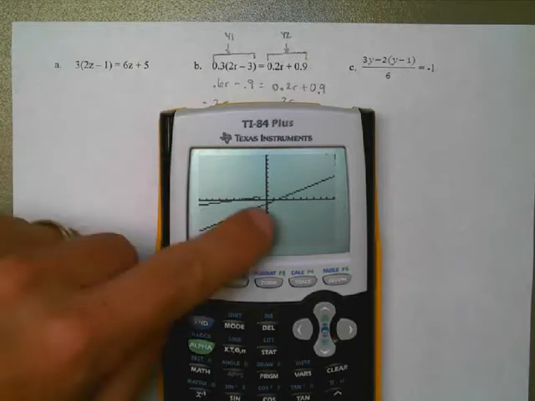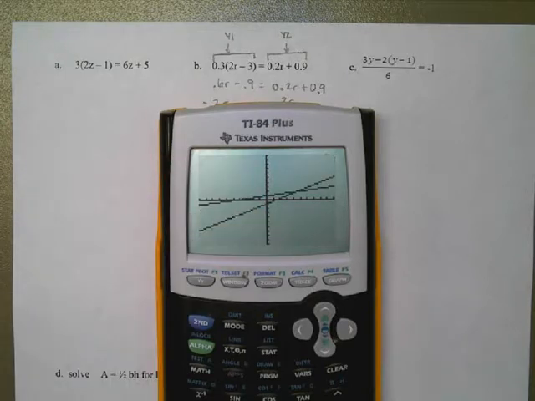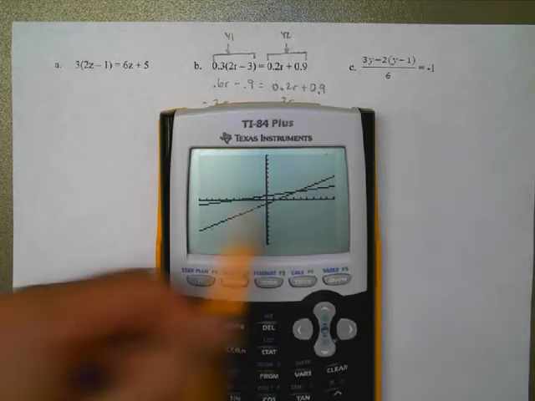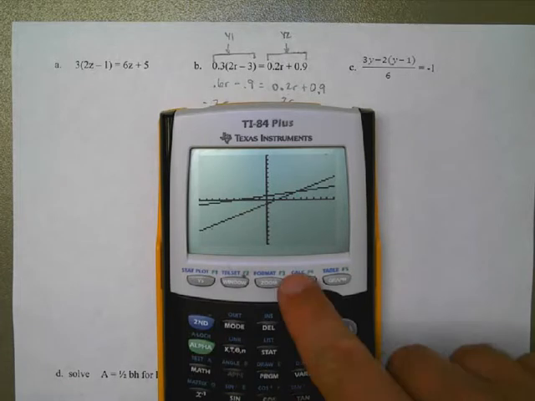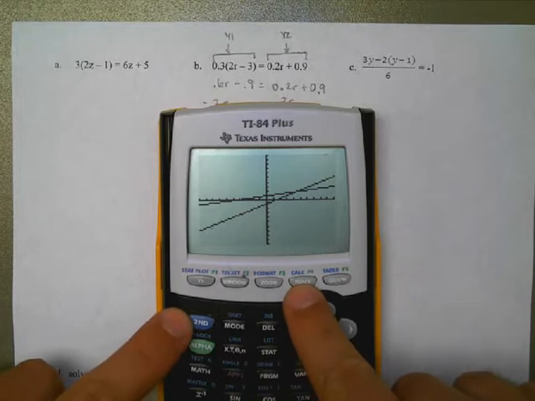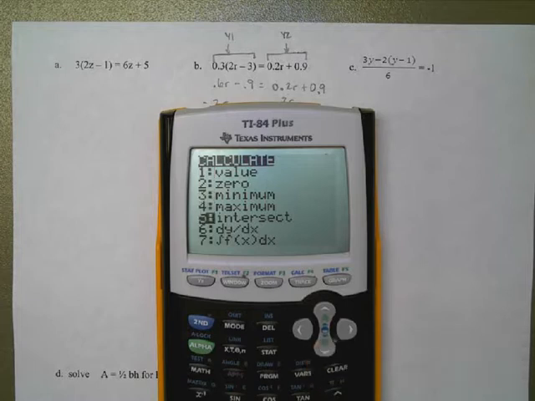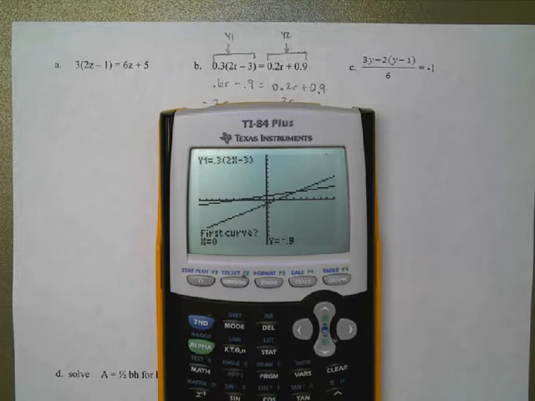When I graph it, there's y1, and here's y2. There's my two lines. Where are they equal to each other? Well, it happens to be where they meet up. So wouldn't it be nice if the calculator just told us where that point was? Well, it turns out it will, if you know how to use it. Up here above trace, it says calc, and it's in blue. That means we have to use second to get to it. So I'm going to hit second calc. And it'd be nice, wouldn't it, if the calculator would tell us where two lines intersected. So that's what I'm going to choose.